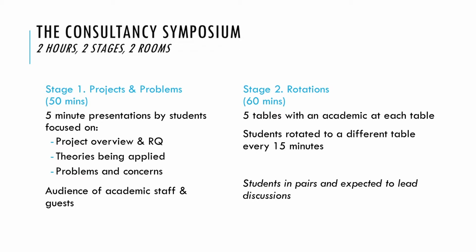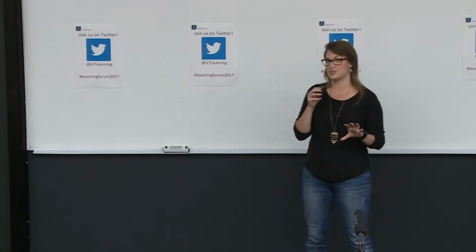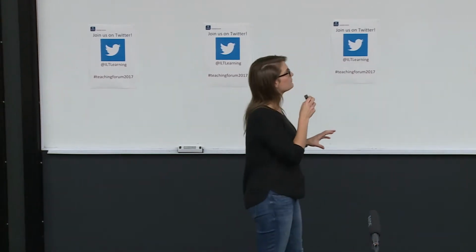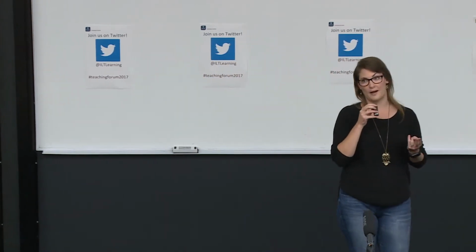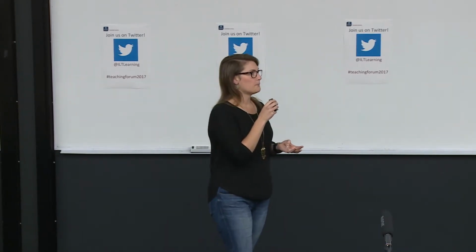So it's 2 hours, 2 stages, and 2 rooms. And I called it the Consultancy Symposium because the second part is sort of based on a PhD symposium I went to at the Academy of Management. So in stage 1, all 11 students do 5-minute presentations, really quick, somewhere between 3 and 5 minutes. These presentations focus on: these are my research questions that I have to answer for the company. These are the theories which I initially wanted to apply and I know about, and these are the problems I'm experiencing. Well, my theory doesn't work. Is there another theory which would work better? Is there a reading that I've missed which would make all this make sense to me somehow?